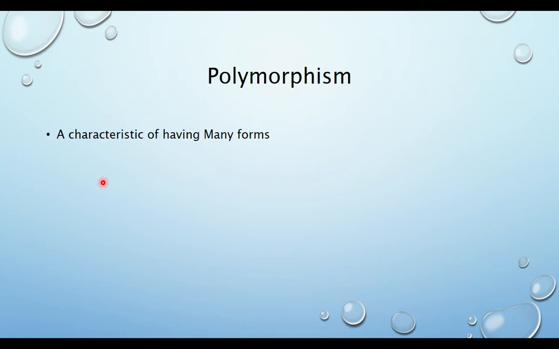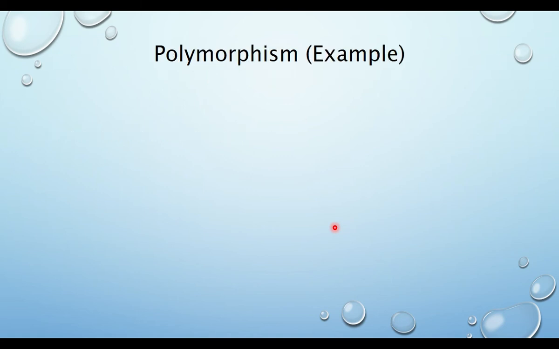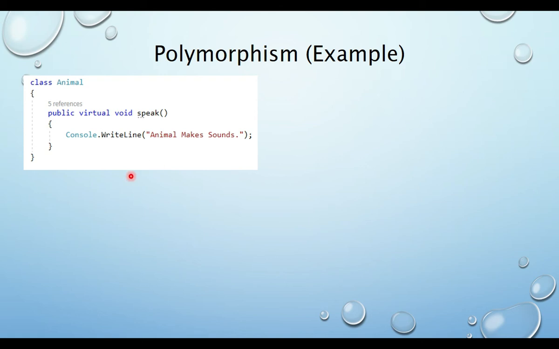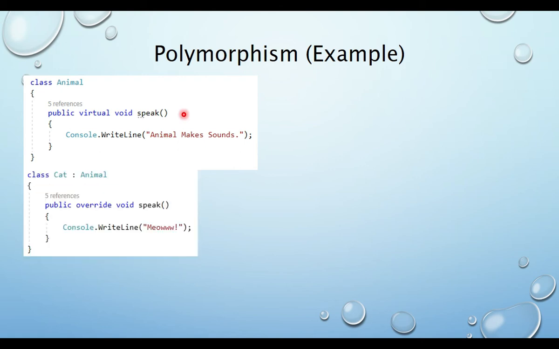Polymorphism means having many forms. An object or a class that can have a different form is called polymorphism. So let's see some examples of this. In this example, we have a definition of a class called Animal, and it has a virtual method named speak. We have another class here that inherits from Animal, and it has a definition of speak, the same as the speak of our base class, the Animal.